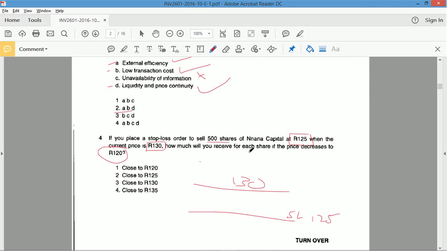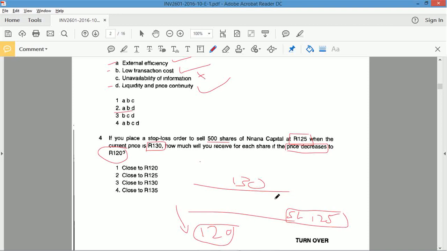How much will you receive for each share if the price decreases to 120? So if the price drops to 120, well, the trade will close at your stop loss. A stop loss is there to protect you, to mitigate the loss in the event of something like this happening.